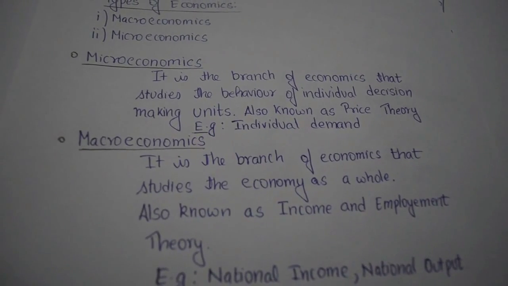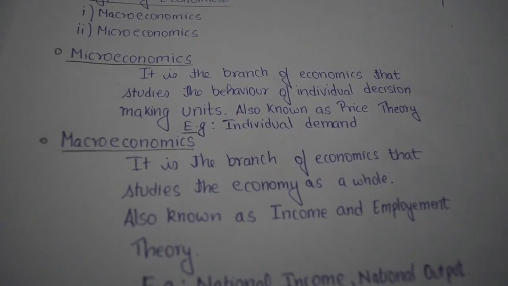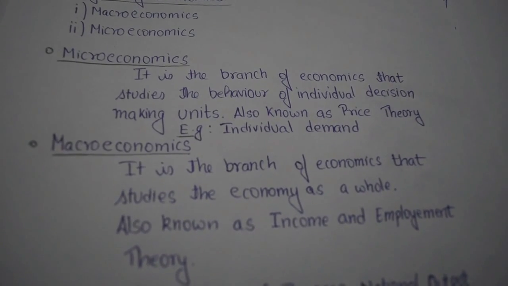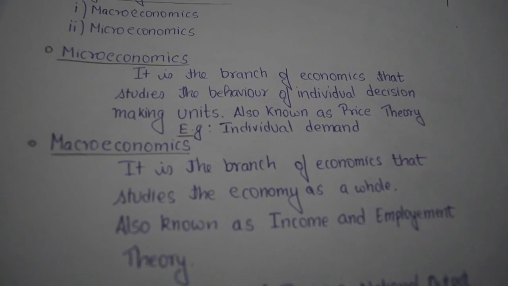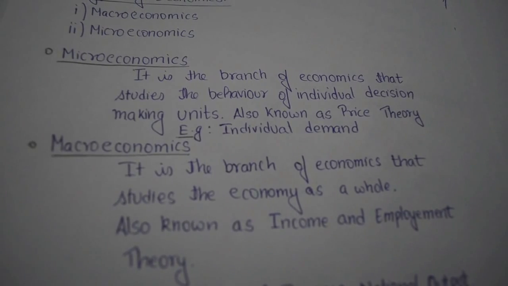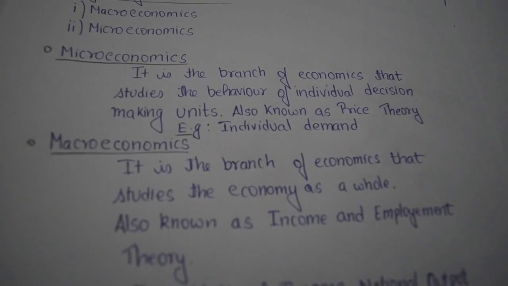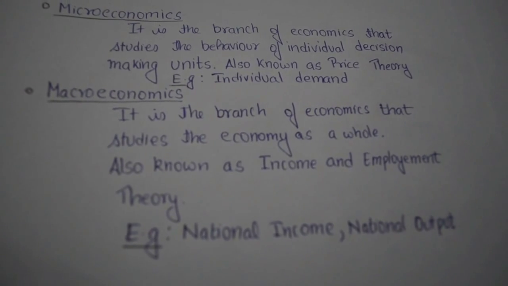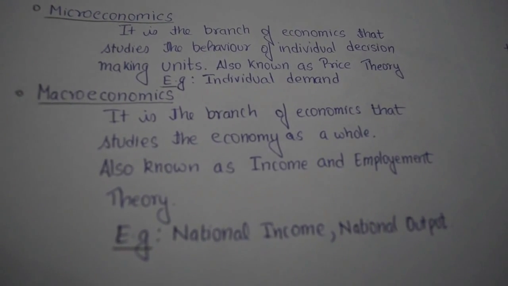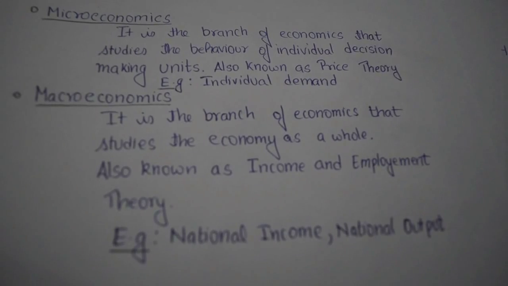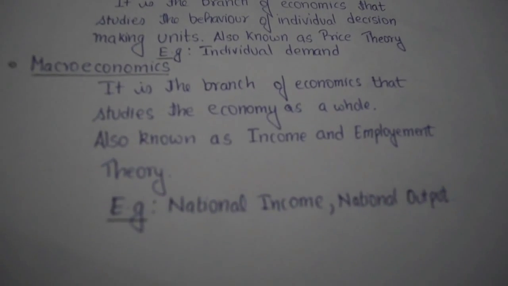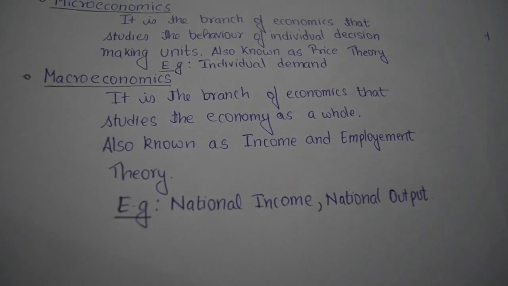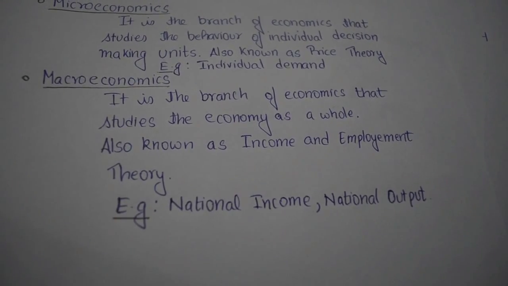Microeconomics. In microeconomics we study the behavior of individual decision-making units. It is also known as price theory, in which we study individual demand. Macroeconomics is the branch of economics that studies the economy as a whole. It is also known as income and employment theory. Things we study in macroeconomics are national income and national output, etc.